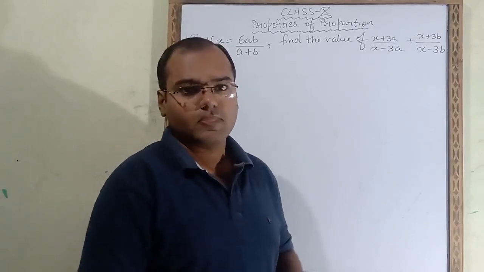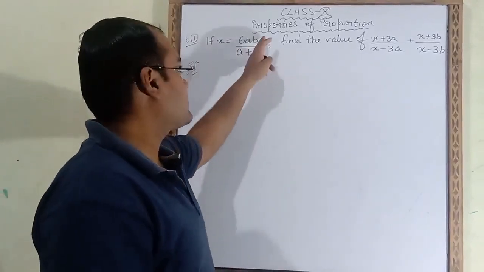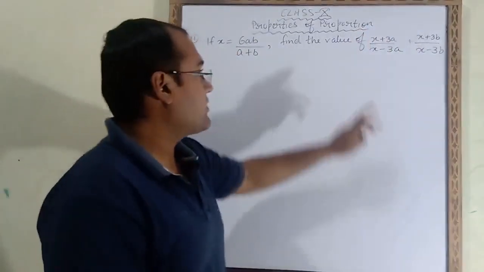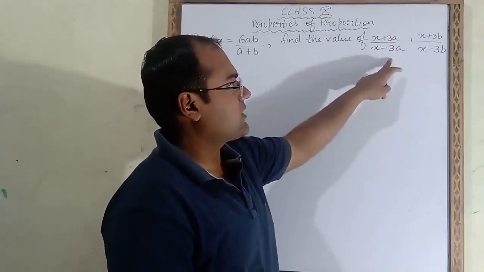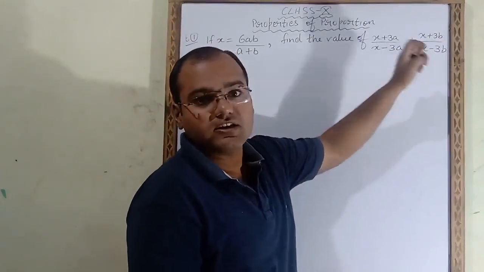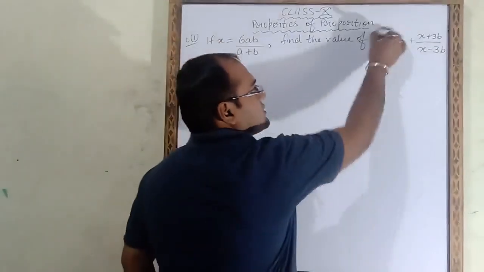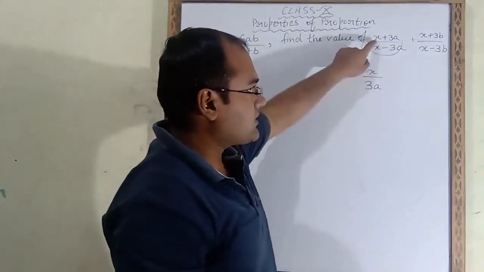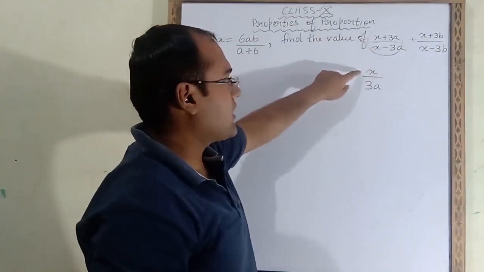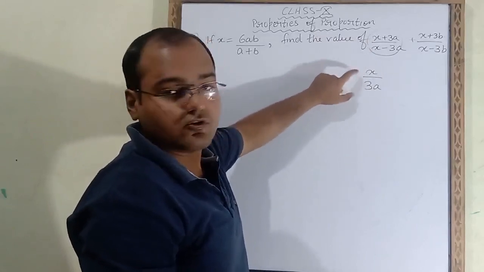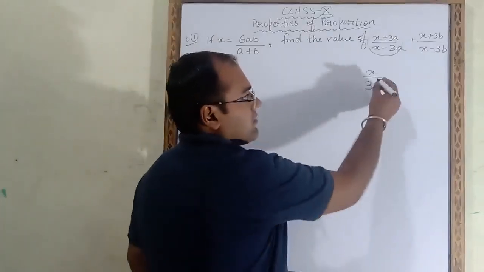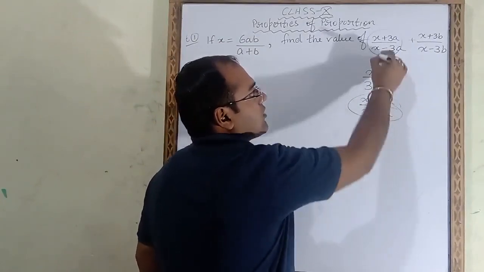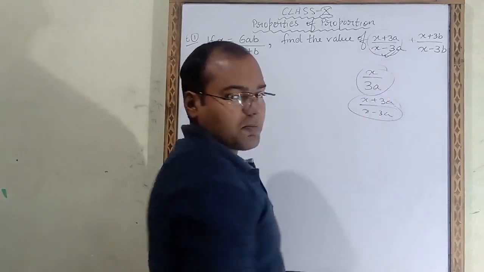Now see another question. Question is, if x is equal to 6ab upon a plus b, then we have to find the value of x plus 3a upon x minus 3a plus x plus 3b upon x minus 3b. Here if we observe this term, in order to make this term, we need x upon 3a. In order to make such a statement, we have to take x upon 3a, then we have to use componendo and dividendo. When we use componendo and dividendo, this will become x plus 3a upon x minus 3a. So in order to get this, we need x upon 3a.